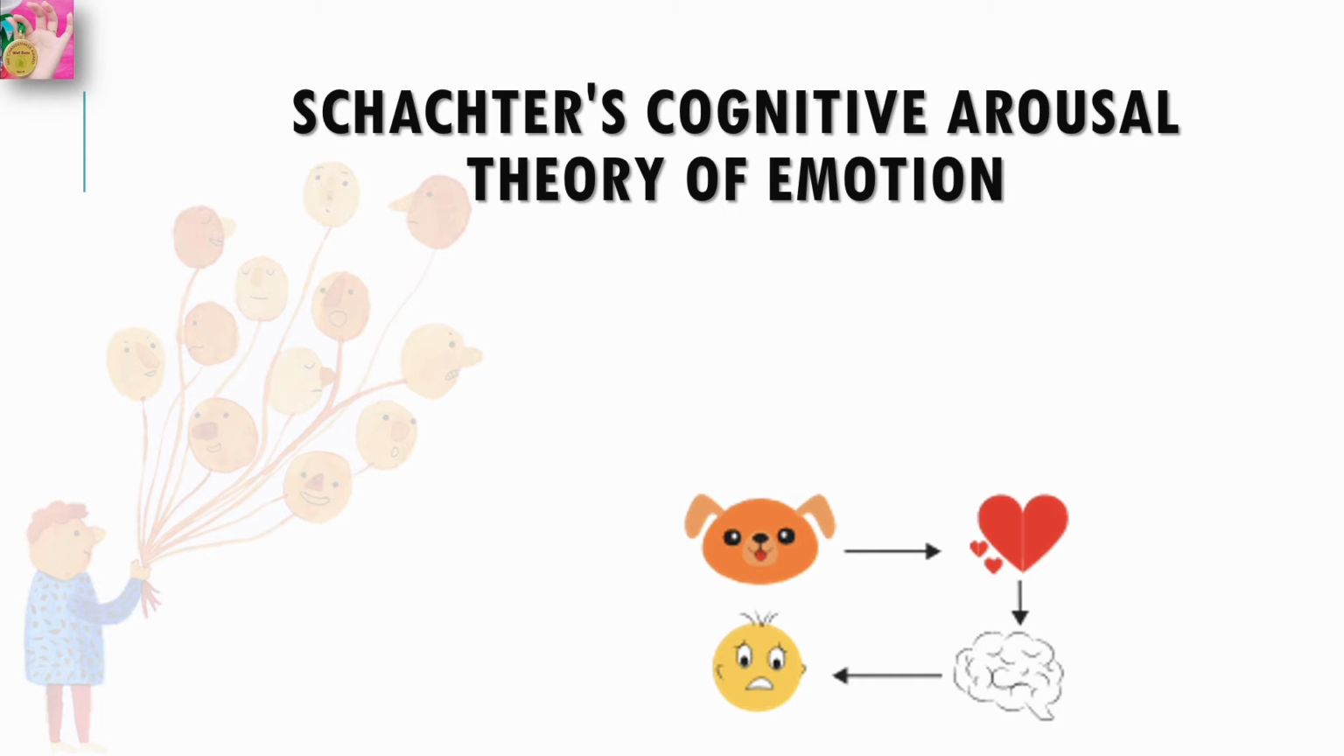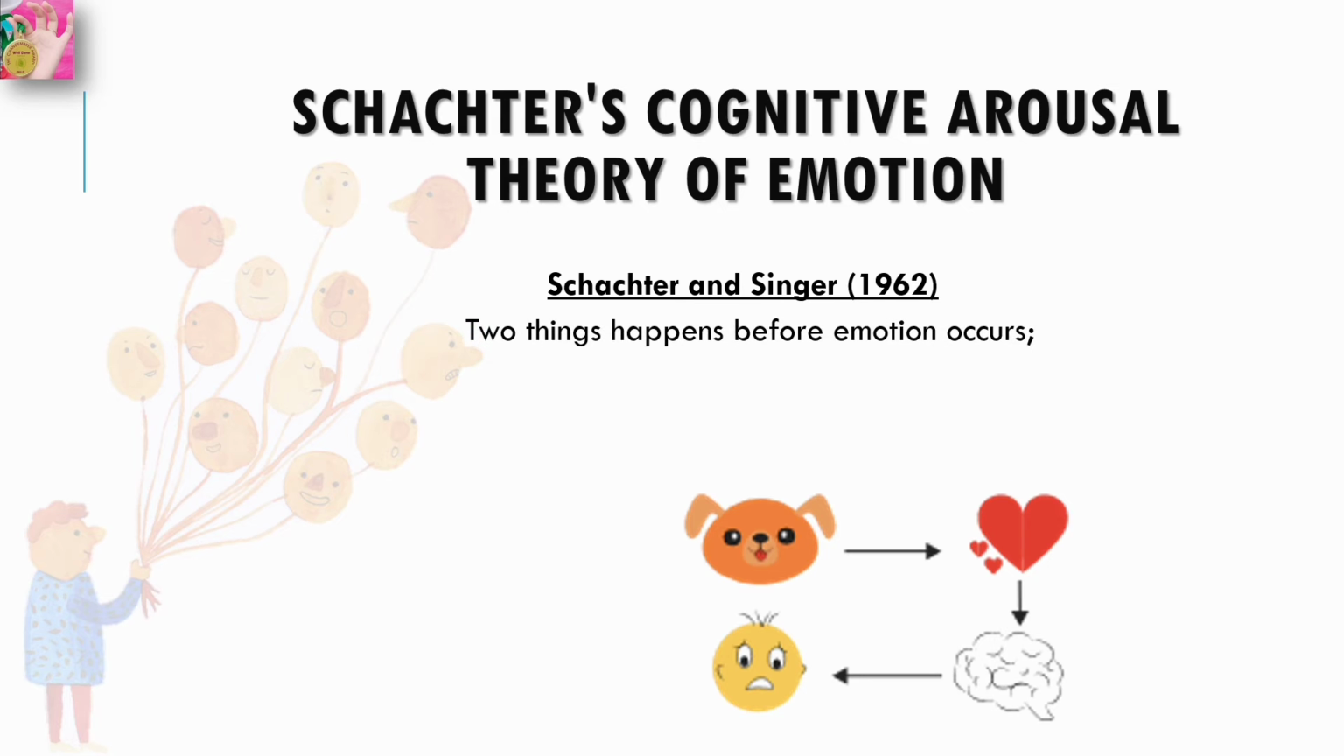So far we have covered different theories, but what is the cognitive arousal theory of emotion? The early theories talked about the emotion and the physical reaction, but what about the mental interpretation of those components? Now, in their cognitive arousal theory, Schachter and Singer in 1962 proposed that two things have to happen before emotion occurs. The first one is physical arousal, while the second one is a labeling of the arousal. These are the two things that have to happen before an emotion occurs.